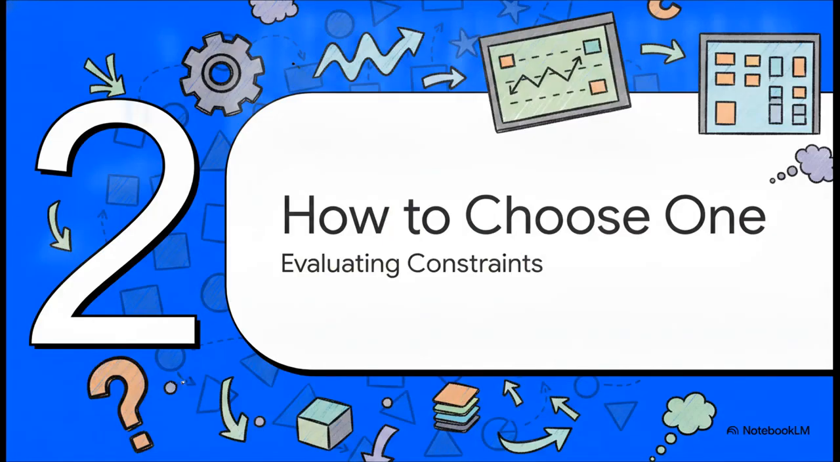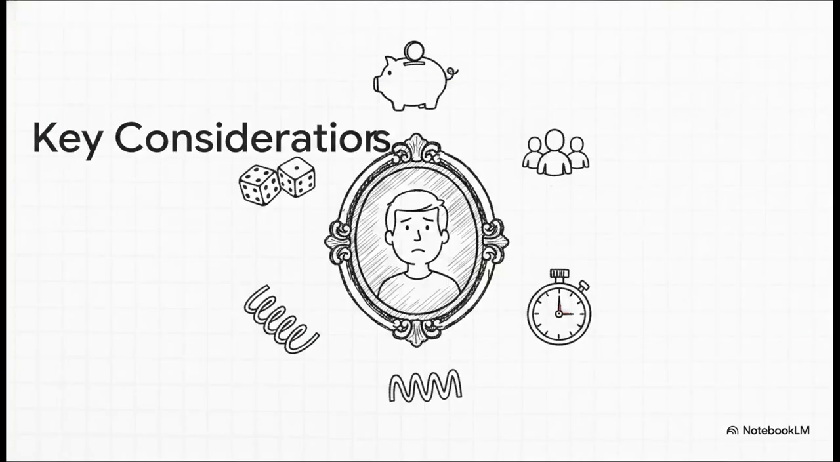Moving right along to Section 2, how to choose one, evaluating constraints. Okay, before you even start looking at frameworks, you really have to look in the mirror and evaluate your specific constraints. Like ask yourself right now, how tight is your budget? Are you working with a small, self-organizing squad or a massive, sprawling organization? What's your appetite for risk? Is there room for the scope of this project to change, or are your deliverables basically locked in stone? And what about your client? Do they need to be involved at every single step, or are they totally hands-off until the end? Your answers to these questions are going to dictate exactly which methodology family you should adopt.